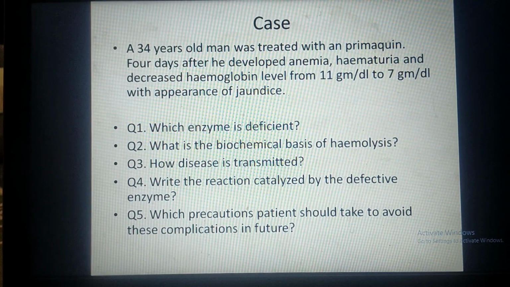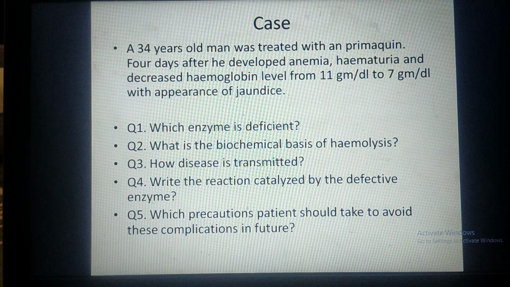Sometimes a case is asked on this topic, like this: a 34-year-old man was treated with primaquine. Four days later he developed anemia, hematuria, and decreased hemoglobin level from 11 g/dL to 7 g/dL, with appearance of jaundice. Whenever there is a case like this where you see hemolysis plus a drug like primaquine, then it is a definite case of G6PD deficiency.